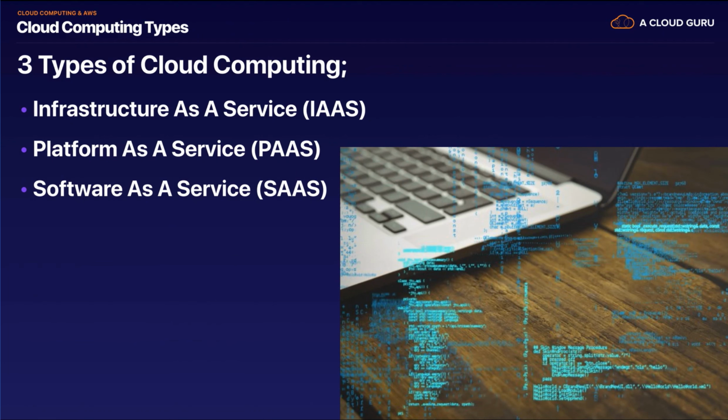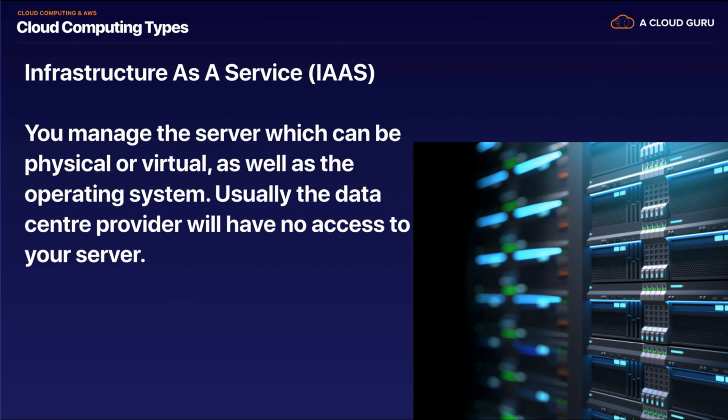So there's 3 different types of cloud computing. We've got infrastructure as a service, platform as a service, and software as a service. Infrastructure as a service is basically AWS. This is where you manage the server. It can be physical or virtual, as well as the operating system. Usually the data center provider will have no access to your server. So a good example of this would be EC2. AWS actually goes up into all 3 layers, but infrastructure as a service is EC2, which we're going to cover off in a couple of lectures from now.